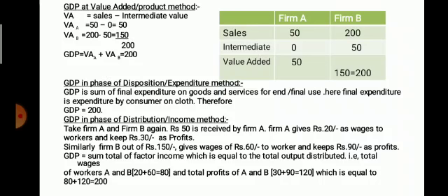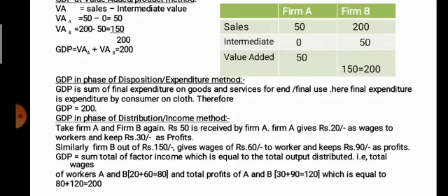GDP in the phase of distribution, or income method. Distribution means here whatever GDP is produced in the form of goods and services, that gets distributed in the form of money, that is through rent, wages, interest and profits. So distribution or income method.